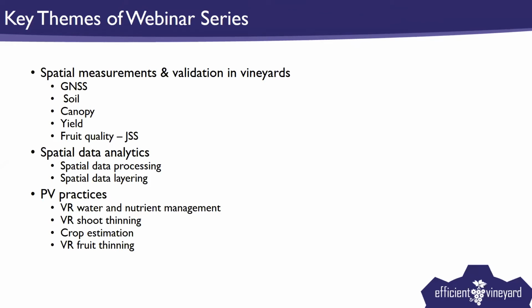And then again, if you know you're hanging a big crop, how can you balance the amount of fruit on the vine through a practice like variable rate fruit thinning?